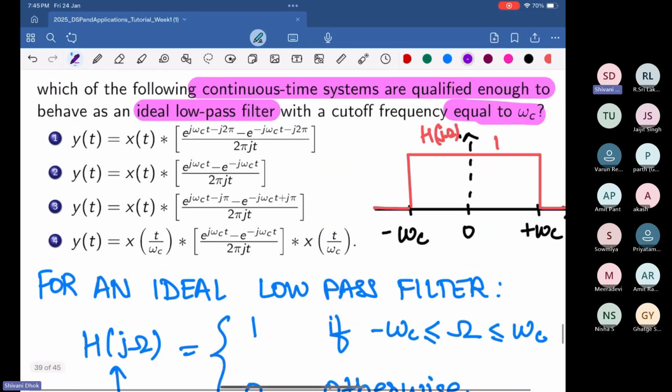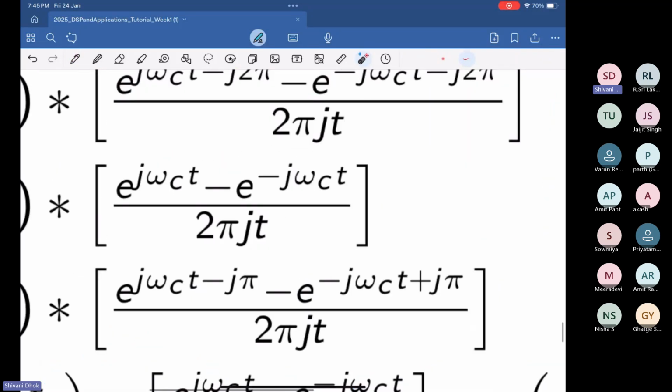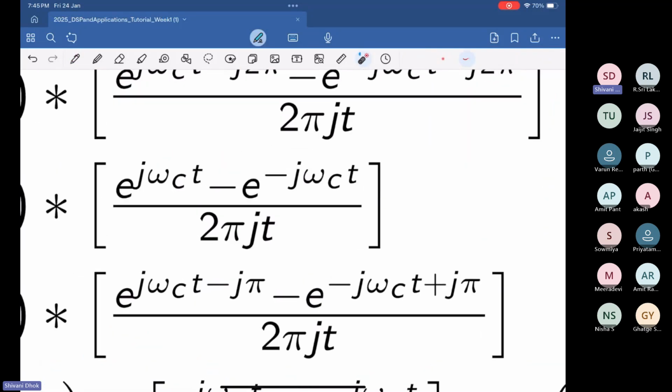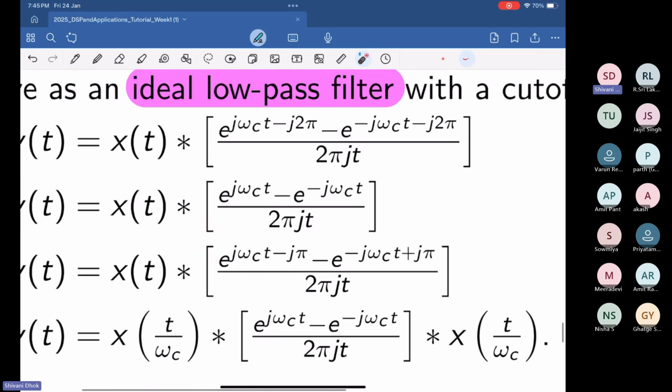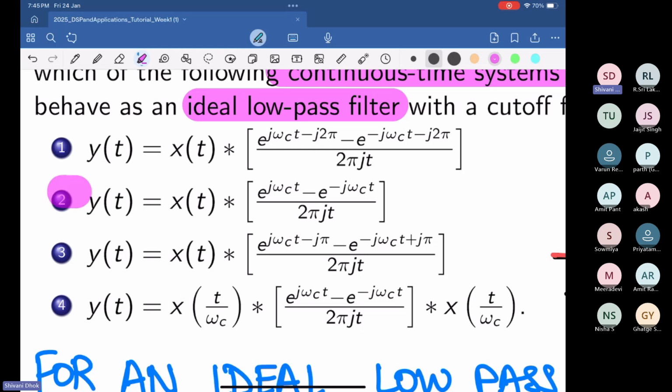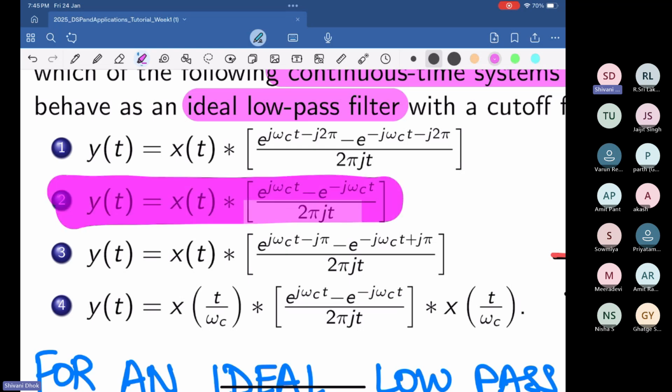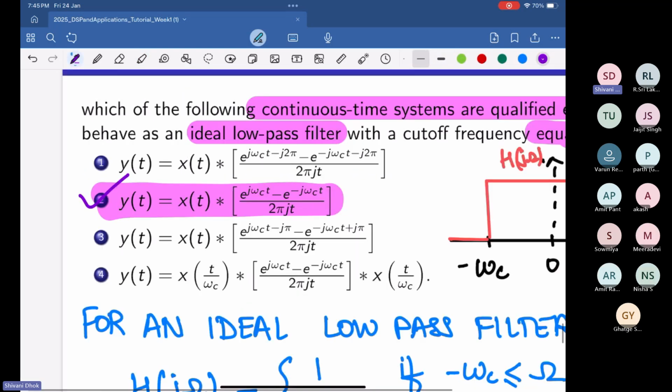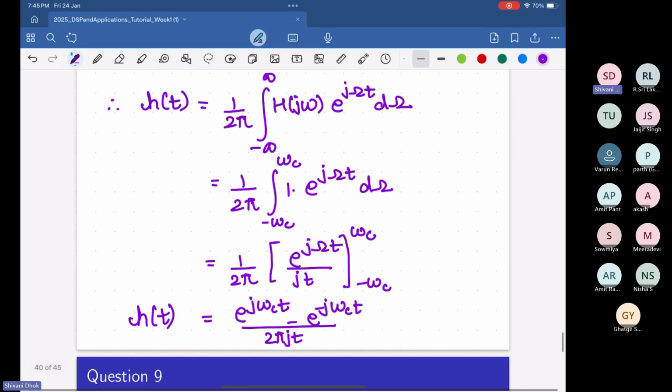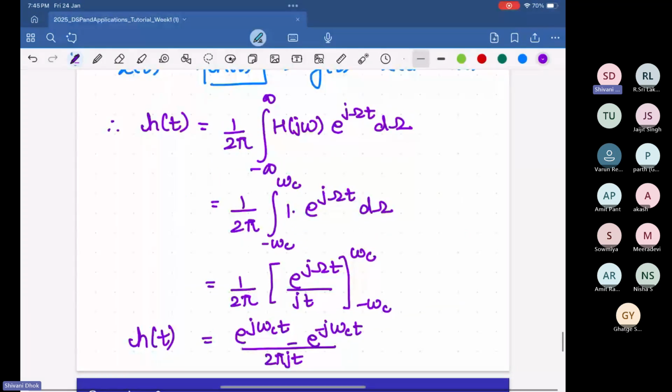So if we look at this option 2, that is e power j omega c t minus e power minus j omega c t divided by 2 pi j t, this is exactly the expression that we got. So this is the answer to our question. Is it clear? Any questions?